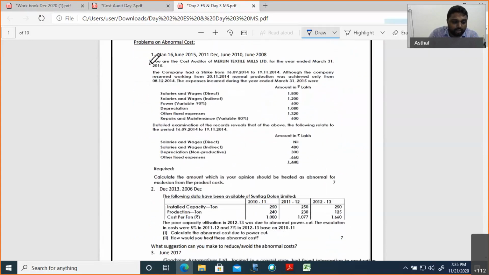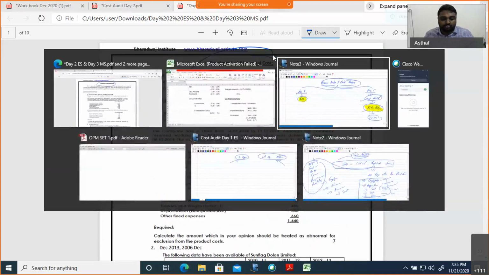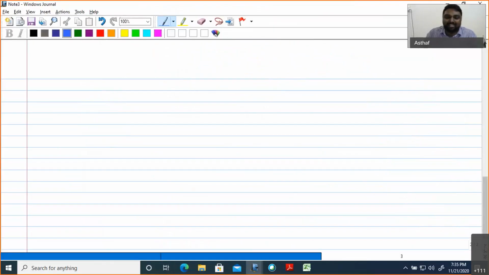What is the next topic? This is one of the areas which you may not have studied in detail. That is the concept called treatment of abnormal cost. For ratio analysis questions, two things. One, you can refer to the intermediate CFM class. Two, I will share the places in your cost audit study material where ratio analysis problems come. I will give you the page numbers.